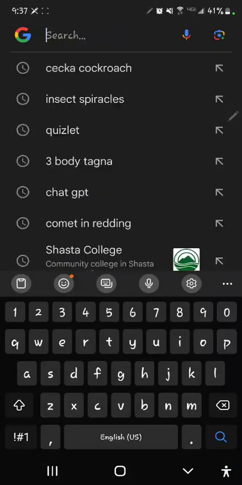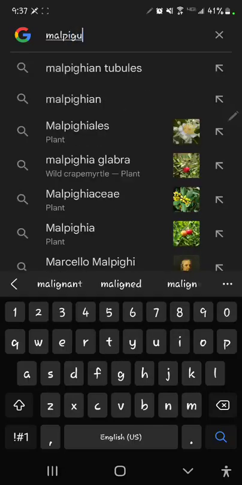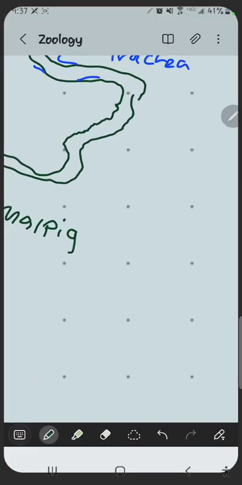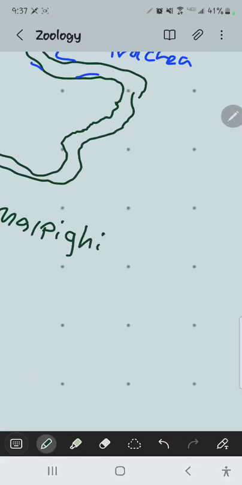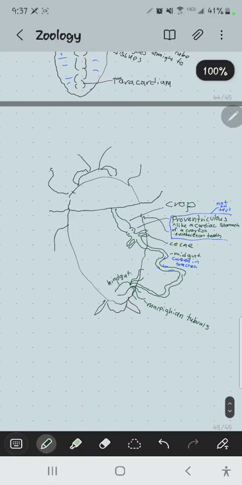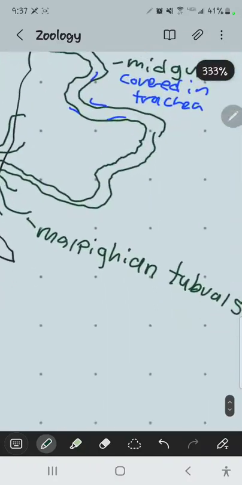Malpighian tubules are unique to arthropods, terrestrial arthropods. They're found in insects, spiders, and scorpions. And they're found in myriapods as well. These are how they collect their nitrogenous waste and excrete it as uric acid. So for lecture exam 3, we'll go over how these work, how they function.